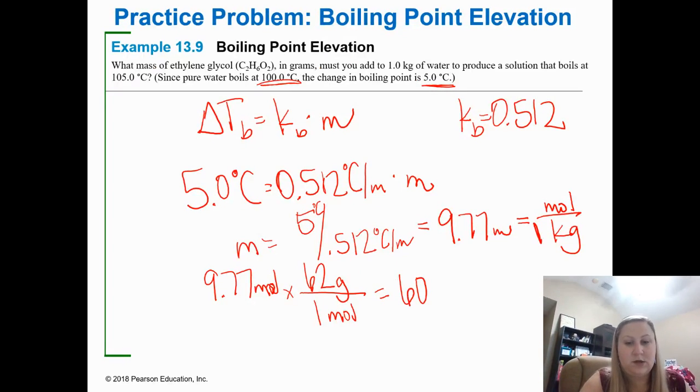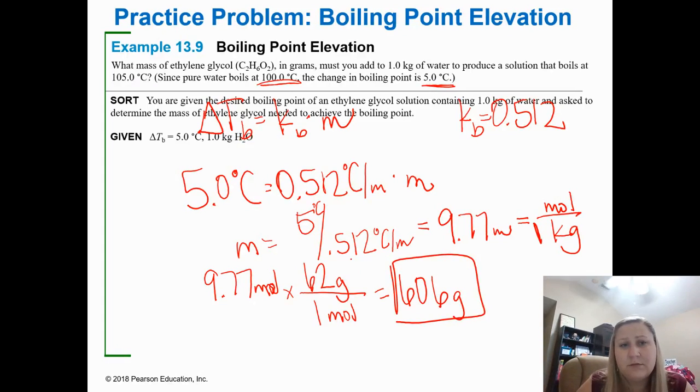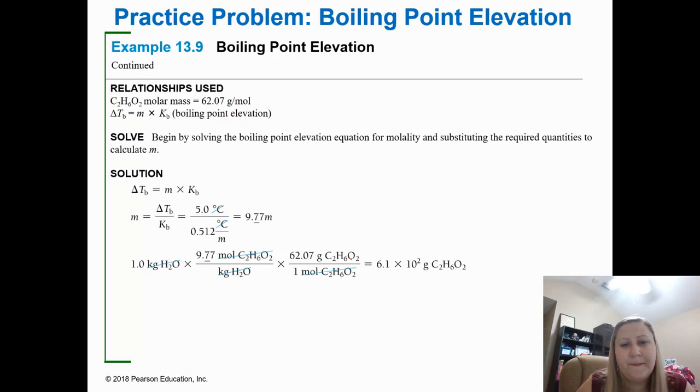I get 606 grams of our ethylene glycol, which is a whole lot, but changing a temperature by 5 degrees is also a lot. Okay, they did put it in scientific notation. They were paying more attention to sig figs. Mastering Chemistry will tell you if your sig figs are wrong, so just make sure if it notes it, just change it. It's not going to take off very much.